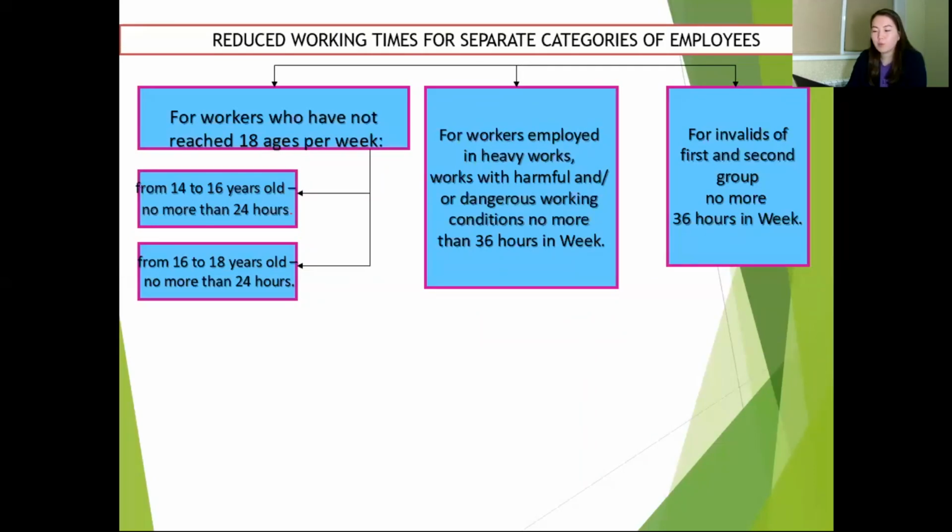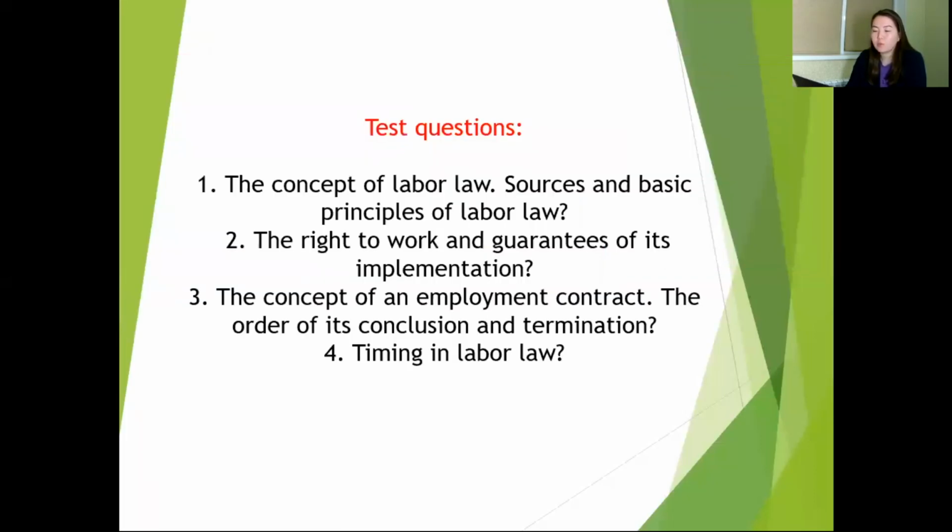For workers employed in heavy works with harmful or dangerous working conditions, no more than 36 hours in a week. And for invalids of the first and second group, no more than 36 hours in a week. Working more than 36 hours per week or 24 hours per week will be a violation of the law in our country. Okay, this is the end of our presentation.